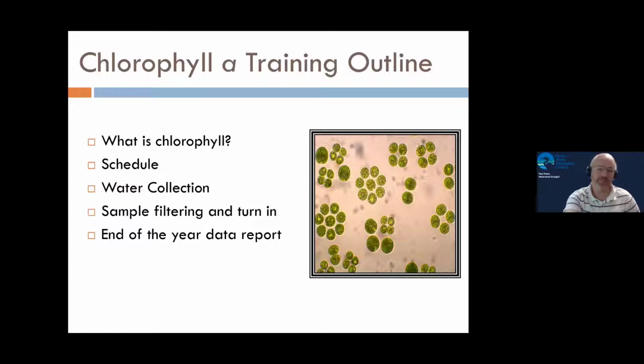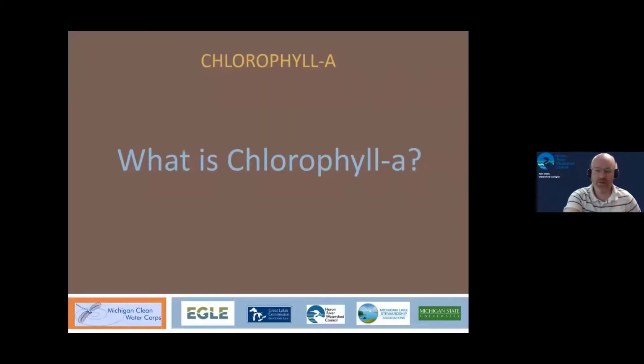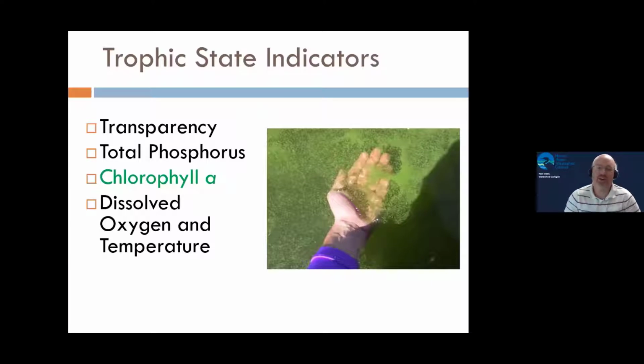So with that in mind, we are going to proceed with Chlorophyll A. So first of all, what is Chlorophyll A? Well, as Eric mentioned earlier, it's one of those trophic state indicators that tells you where your lake is on that continuum of oligotrophic to eutrophic. And it correlates nicely with transparency and total phosphorus, and the 3 of those together give you a really good picture of the nutrient status of your lake. And then the dissolved oxygen and temperature, which we'll talk about later, is, like Eric said, this shows the symptoms of that.